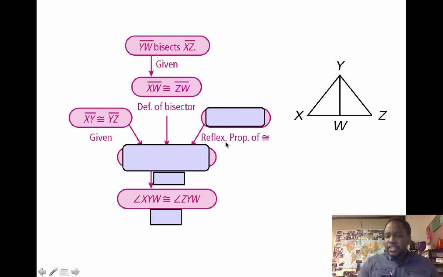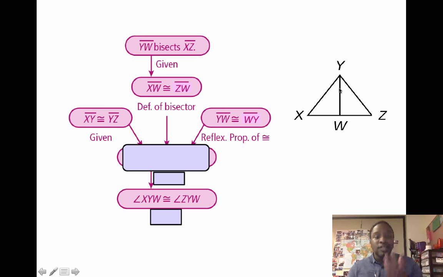Next, we see that the reason is the reflexive property of congruence. So what might that be? It's going to be that YW is congruent to WY. We want this because it's included in both triangles. This side length is included in both triangles, so we want to say that they're congruent.